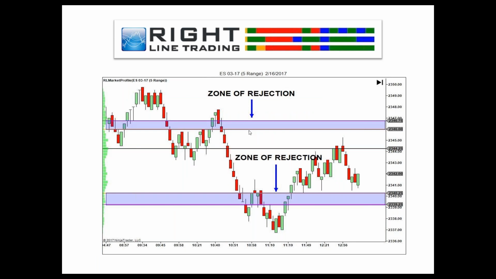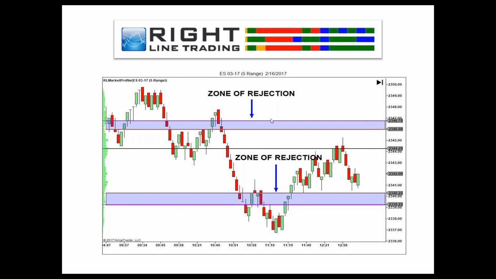Now we call these zones of rejection. They're not areas of support or resistance, because when an area of resistance is broken, it becomes an area of support. When an area of support is broken, it becomes an area of resistance. It's simply a rejection zone.